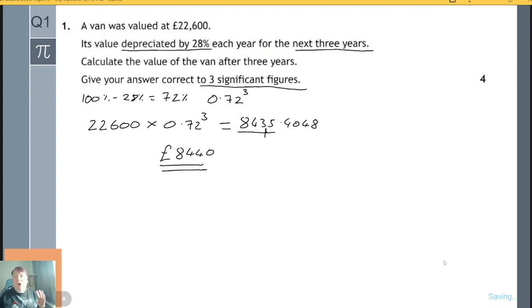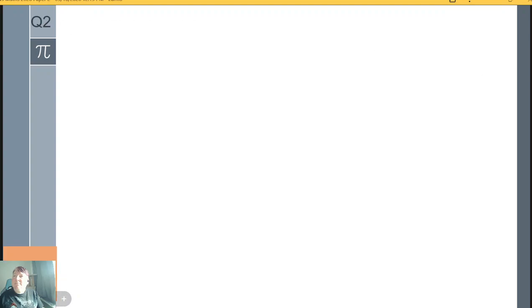We're done. A common thing there is people forgetting that we're dealing with 8,000 and odd, and they put in 800 because they've done 3 numbers. It's 3 significant figures. They still have to hold their value. We can't just drop them. Okay.